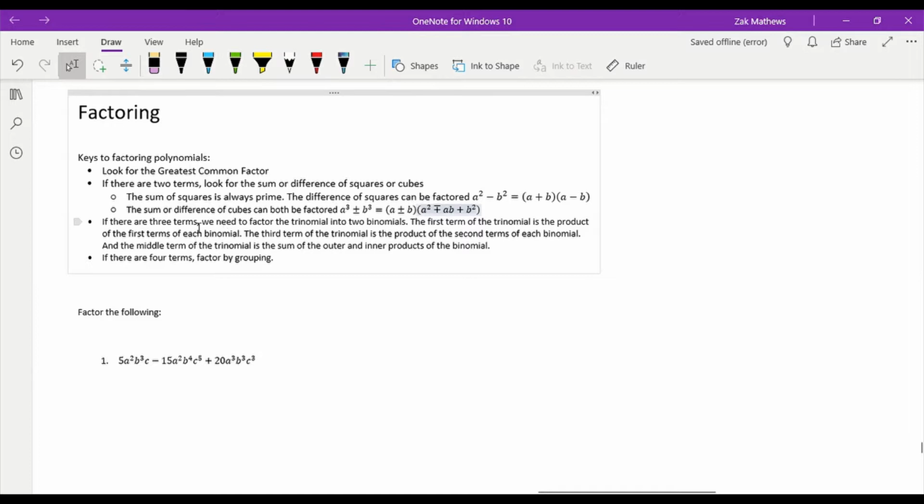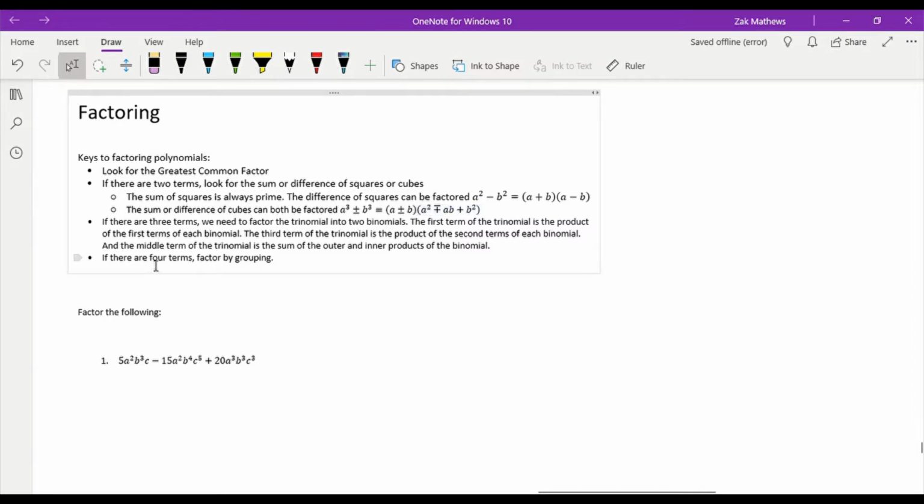If there are 3 terms, we need to factor that into 2 binomials, so any trinomial factors into 2 binomials. The keys are that the first term of the trinomial is the product of each of the first terms of the binomials. The third term of the trinomial is the product of the second 2 terms, and then the middle term of the trinomial is the sum of the outer and inner products, if it is in the correct order. So we'll discuss that as well. But the key we want to see with trinomials is you have your variable squared term sitting first, your single variable term, and then finally your constant term. So we'll take a look at that.